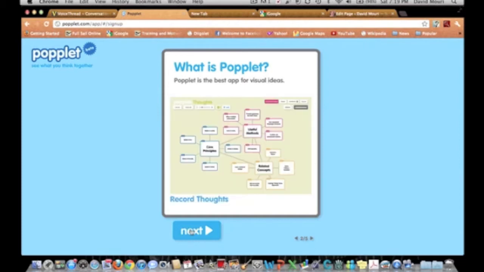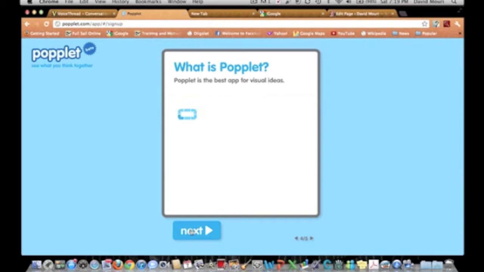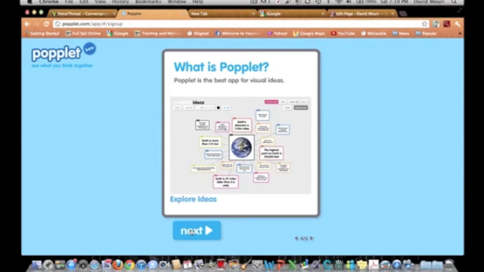And this gives us a visual presentation of what Poplet really does and what it looks like. So as you can see, Poplet is a series of small little what they call poplets. And we can write about any subject that we want.